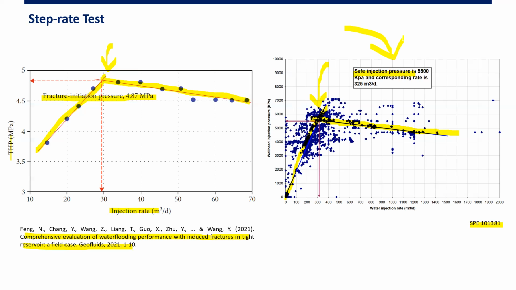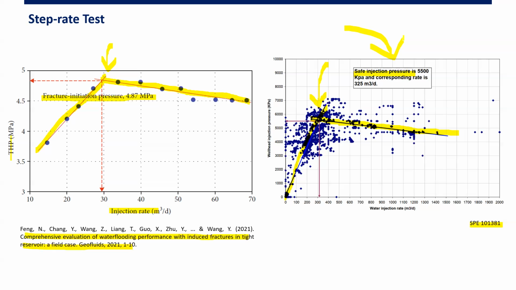So to conclude, if you really want to get a very clear and accurate fracture initiation pressure, then you can go ahead, conduct a specialized step rate test where you will vary the injection rate and then you measure the wellhead injection pressure and you can get only few dots from which you can generate positive slope line and negative slope line like this, and then you take fracture initiation pressure.